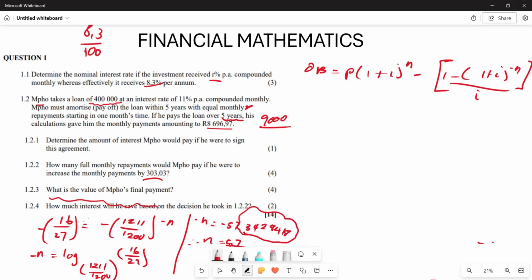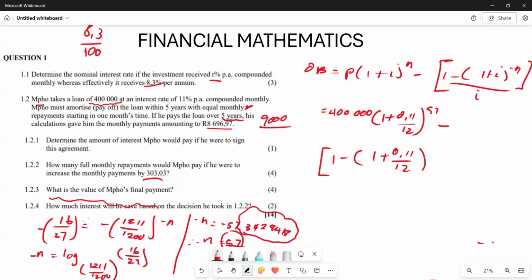Now, from here, you're going to come here. What was the amount of money that was being paid for? The amount of money was 400,000, times 1 plus the interest received, 0.11 over 12, for how long? You are only going to mention the 57, right? To say if Mpho paid only for the 57, what is going to be the outstanding balance, right? So this is going to be subtract. Let me just rewrite this. This is 1 subtract 1 plus the interest given there, 0.11 over 12, to the power of negative 57.